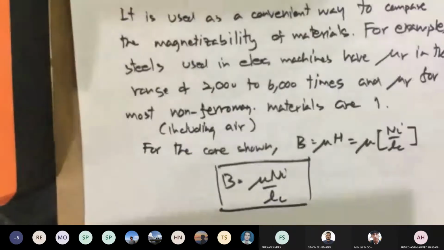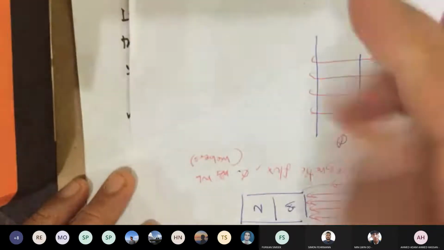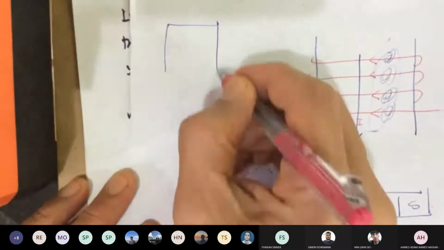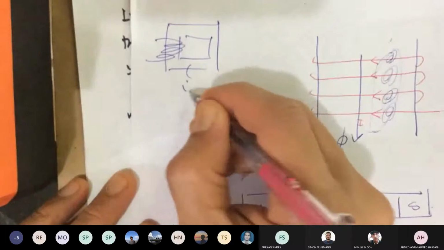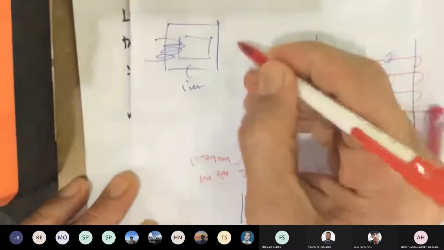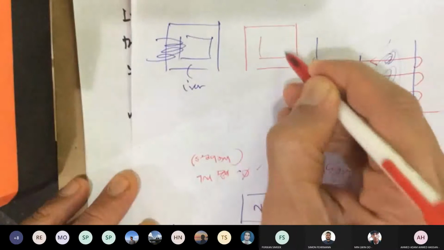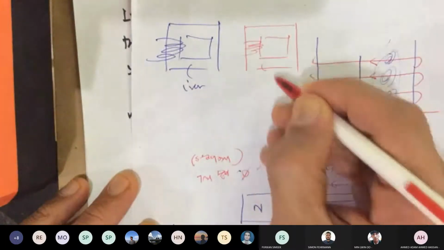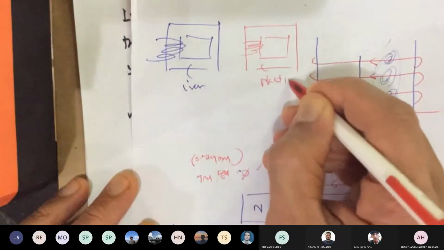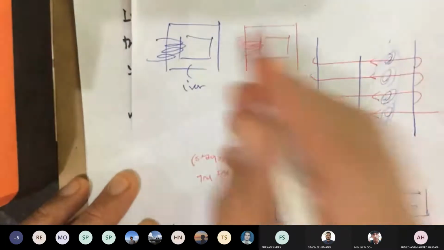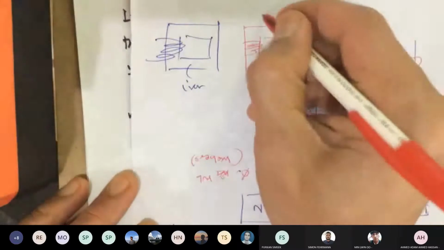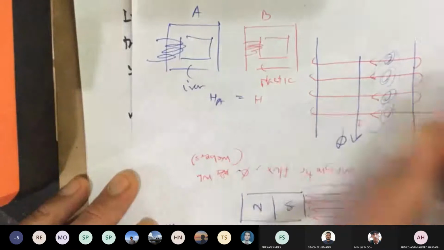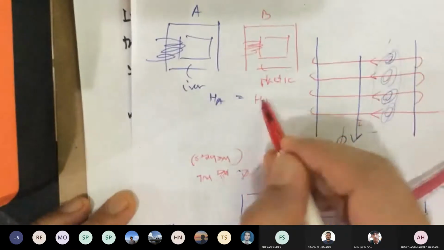So meaning I have 2 core materials. Example we just talked about. One is made of iron. A 2-dimensional drawing here. So this is iron. Another one, same dimension, same windings, same current. This is made of plastic. Okay, same H. Let's make this A. This is B. This is A. HA equals HB. You get the same effort.